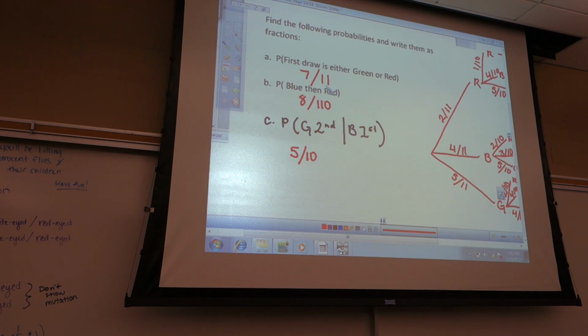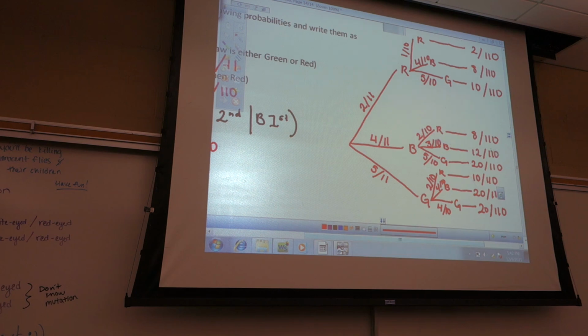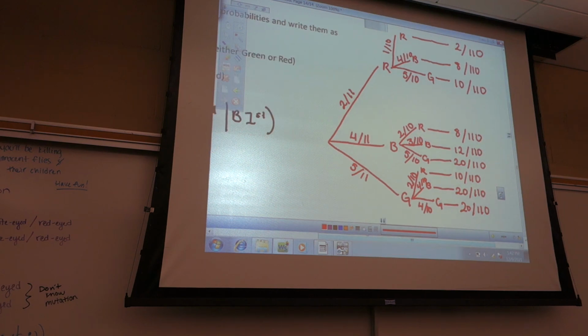So then for A, B, and C, I just wrote down for the green or red, I just added the probabilities of drawing green and red together, and then for blue then red, I just selected it from the side. I just followed the branches. And then, right, so yeah. I just need a comment here.